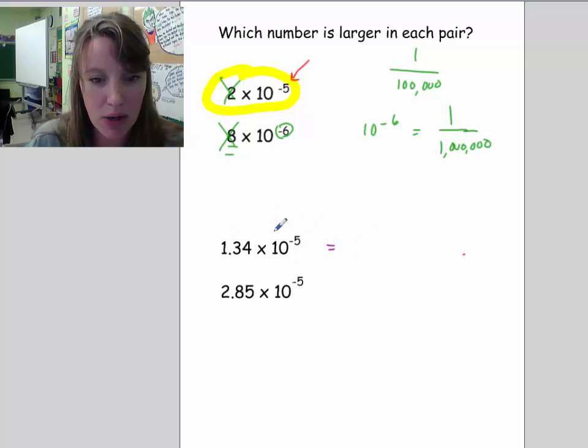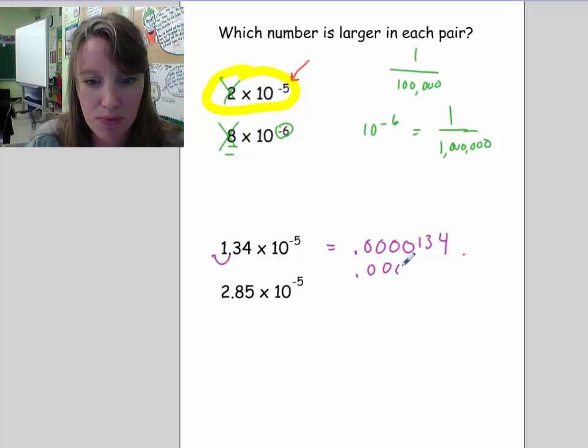This number right here, if I move over to the left, I'd add 4 zeros in order to move to the left 5 times. So we'd have 0.0000134. Whereas this number is the same order of magnitude, so we're going to have 4 zeros and then 285.